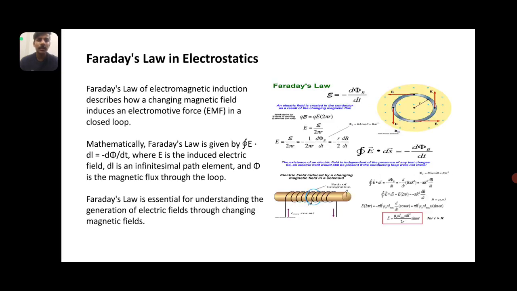Faraday's law of electrostatics. Faraday's law of electromagnetic induction describes how a changing magnetic field induces an electromotive force in a closed loop. Mathematically, Faraday's law is given by the following equation, where E is the induced electric field, dl is an infinitesimal path element, and phi is the magnetic flux through the loop. Faraday's law is essential for understanding the generation of electric fields through changing magnetic fields.